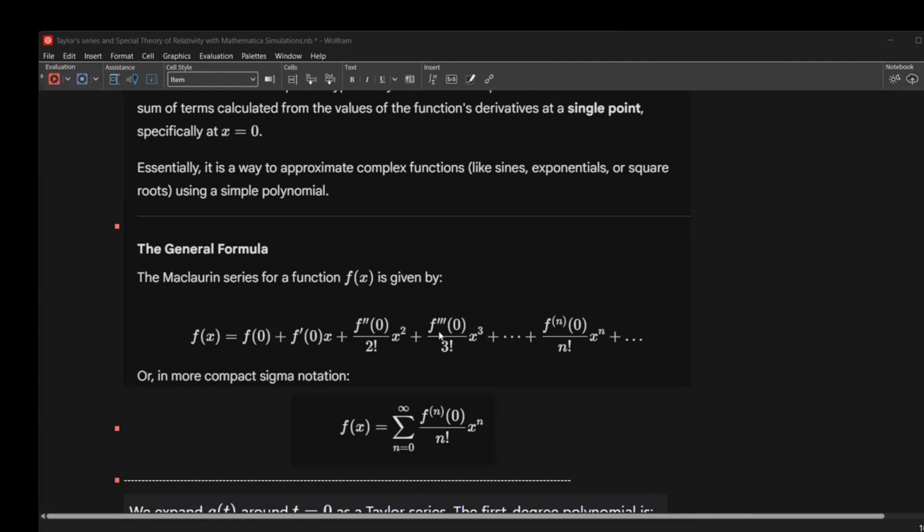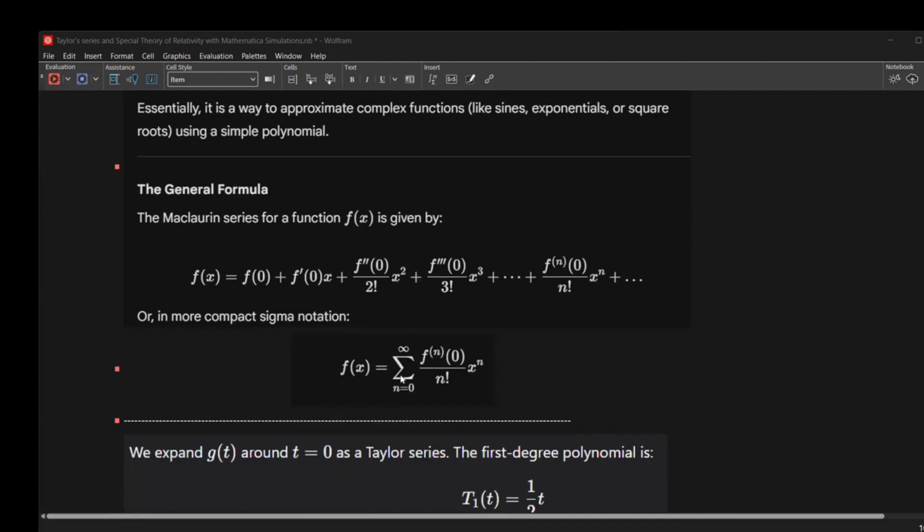For example, the third derivative of f at x equal to 0, over 3 factorial, times x cubed. Then up to the n-th derivative of f at 0 over n factorial times x to the n. Or in more compact sigma notation, f of x equals the summation from n equal to 0 to infinity of the n-th derivative of f at 0 over n factorial times x to the n.